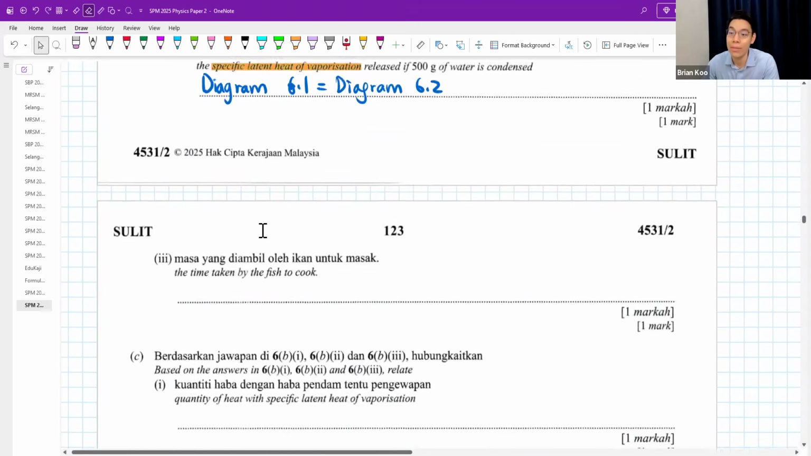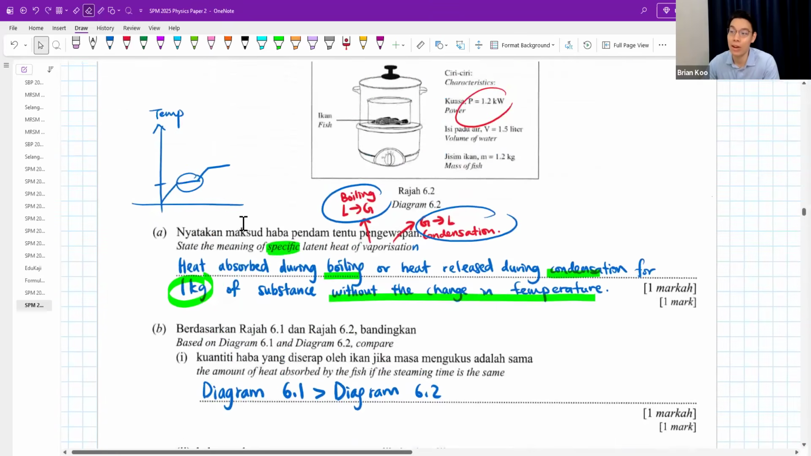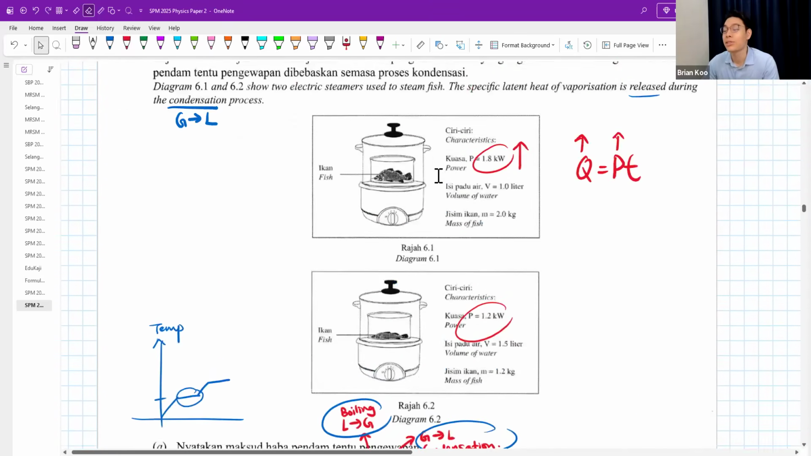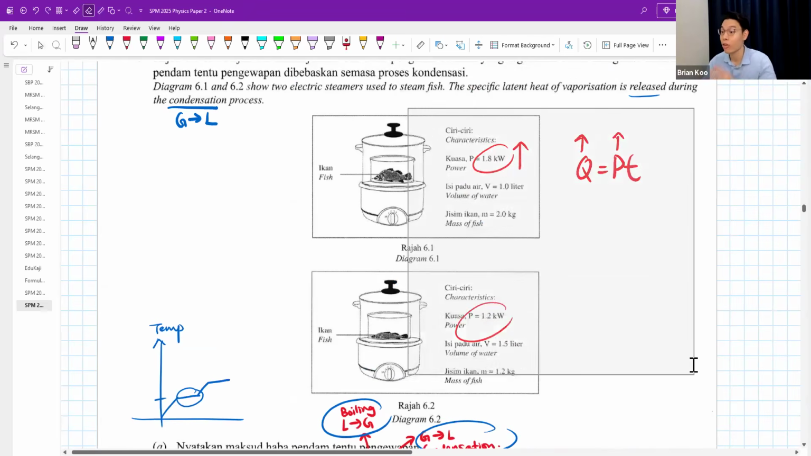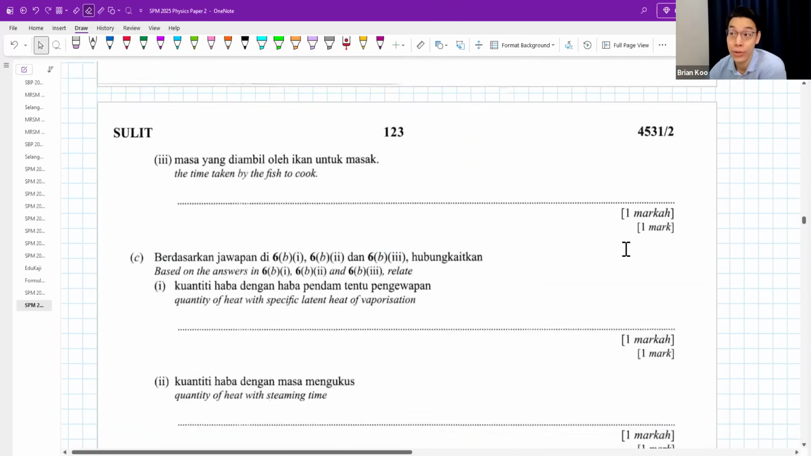Part 3, the time taken by the fish to cook. This one is the controversial one. So there are a lot of different answers that they accept. You can say 6.1 greater than 6.2, accepted. 6.2 greater than 6.1, accepted. 6.1 equals 6.2, also accepted. Okay, all 3 answers accepted. But that will later affect your relationship answers also.